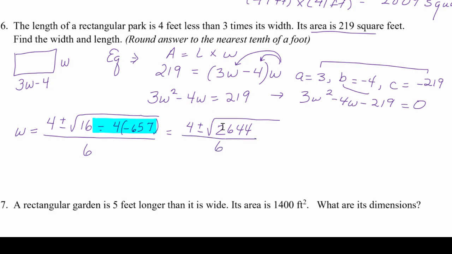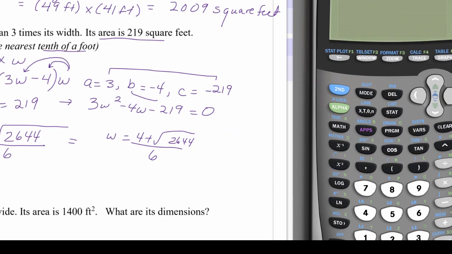Okay, now see how the question says round the answer to the nearest tenth of a foot? So let's go ahead and use our calculator to get this approximation here. And notice I'm not going to use the 4 minus the square root because that's going to give me a negative width. Remember, we're solving for width. We can't have a negative width. So our w is going to be 4 plus the square root of 2644 all over 6. So I'm going to get the calculator and let's get that decimal approximation.